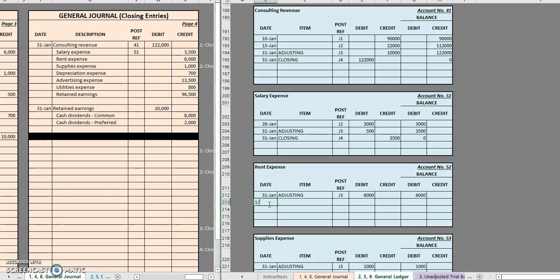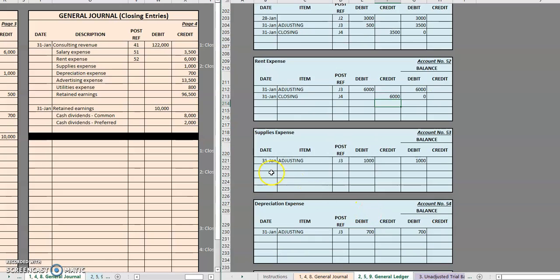Rent expense, similar. Closing entry, 4th page of the journal. We credited it for $6,000, so now it has a 0 balance. Supplies expense, closing entry, 4th page of the journal. It had a credit of $1,000. So now it has a balance of 0. Debit and a credit, offset entirely.